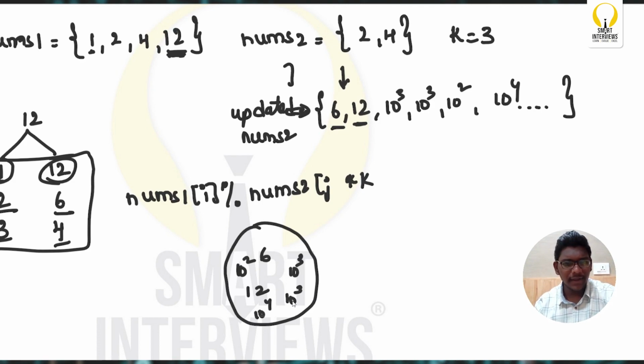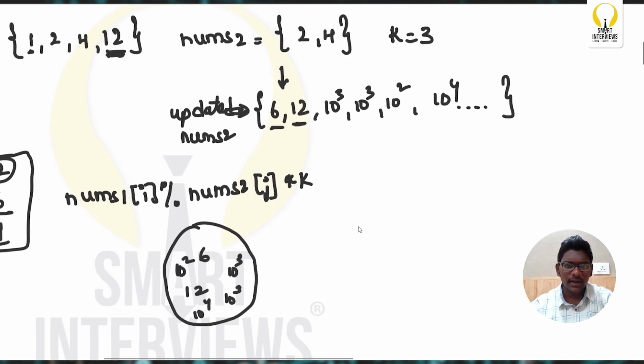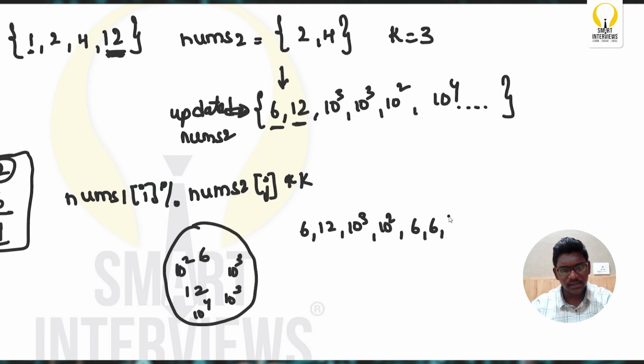But if I implement the exact same thing, will it be valid? No, right? What's the reason? In our actual updated nums2, there might be duplicates as well. For example, 10 power 3, 10 power 2, and then 6, 6, 6, 6, 6. If you add it to a hash set, you will lose all the sixes.